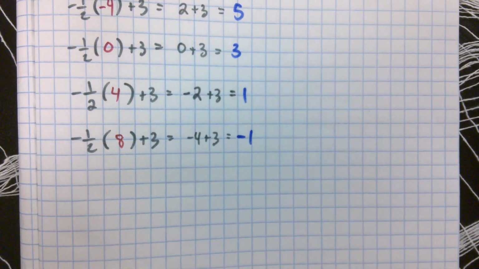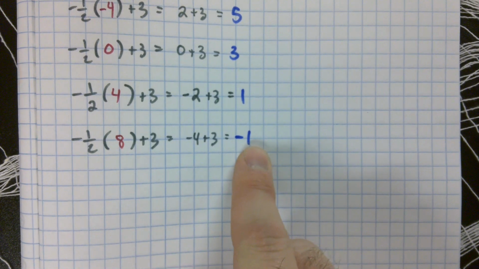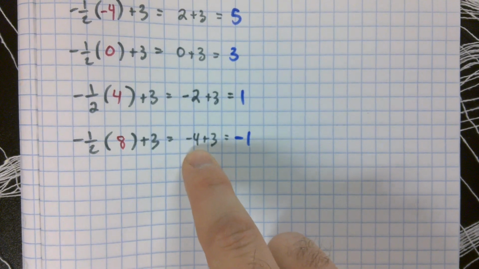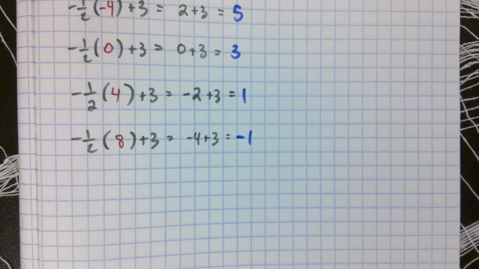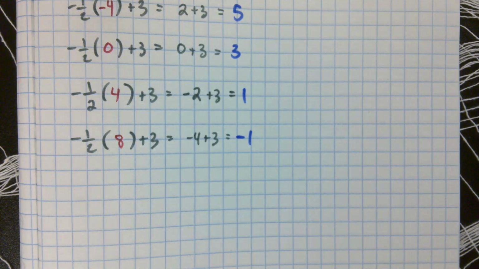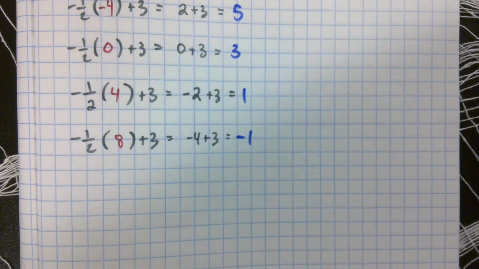Negative 1. The difference between 3 and 4 is 1, but the bigger number here, 4, is negative, so my answer is going to be negative. That's the way that I think about it. Hopefully that helps. If not, use the number line. The number line will never change or fail you.